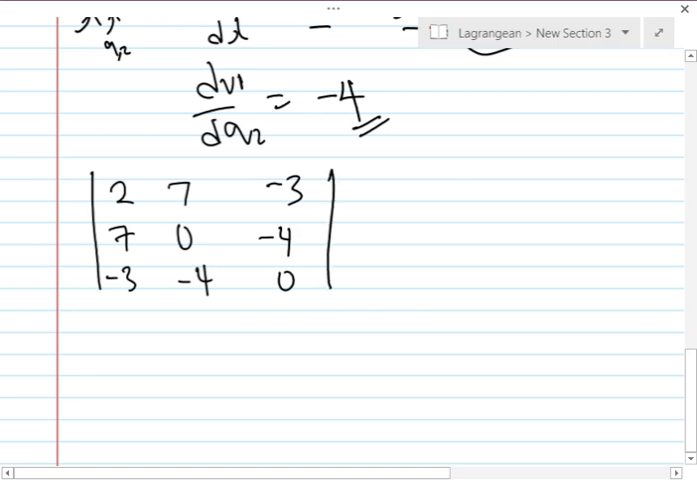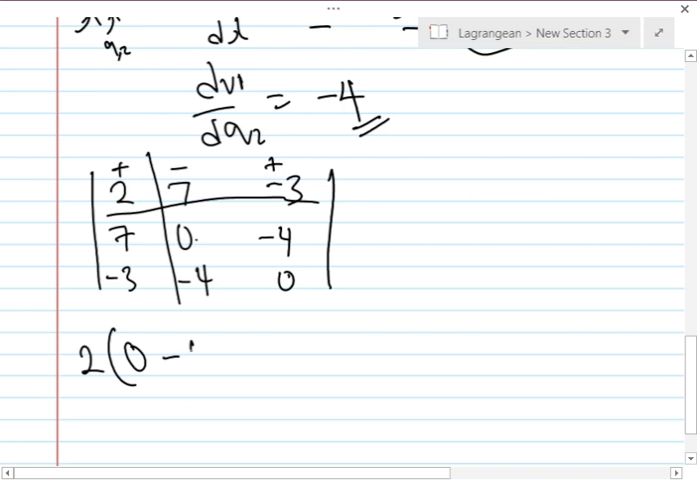Okay, so for the first one, we have, remember, the signs are plus, minus, and plus. This is how it works. So for the first one, it goes like this actually. For the first one, we're going to use these 2 parts, the 7 part and the 3 part. Okay, let's start. 0 times 0 is 0, minus 4 times minus 4 is 16.